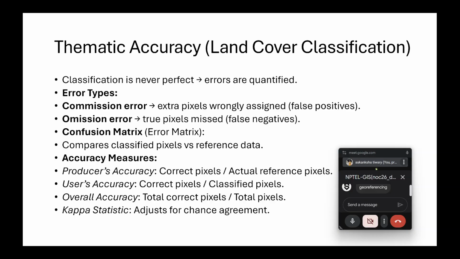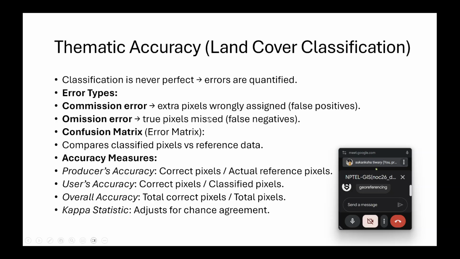Now the next type is thematic accuracy. Thematic accuracy means classification: whatever classification you have done for the data should also be correct. But these classifications are never perfect, because the raster data that you are using provides an average condition of each pixel, so the classification is never going to be perfect, but still the error should be quantified. There can be different error types.